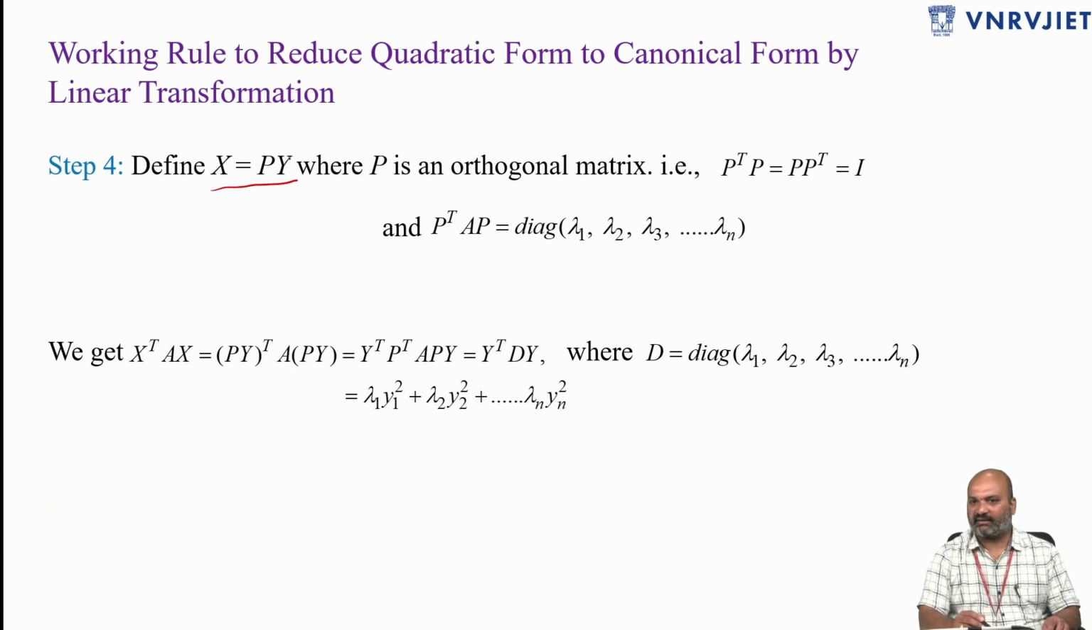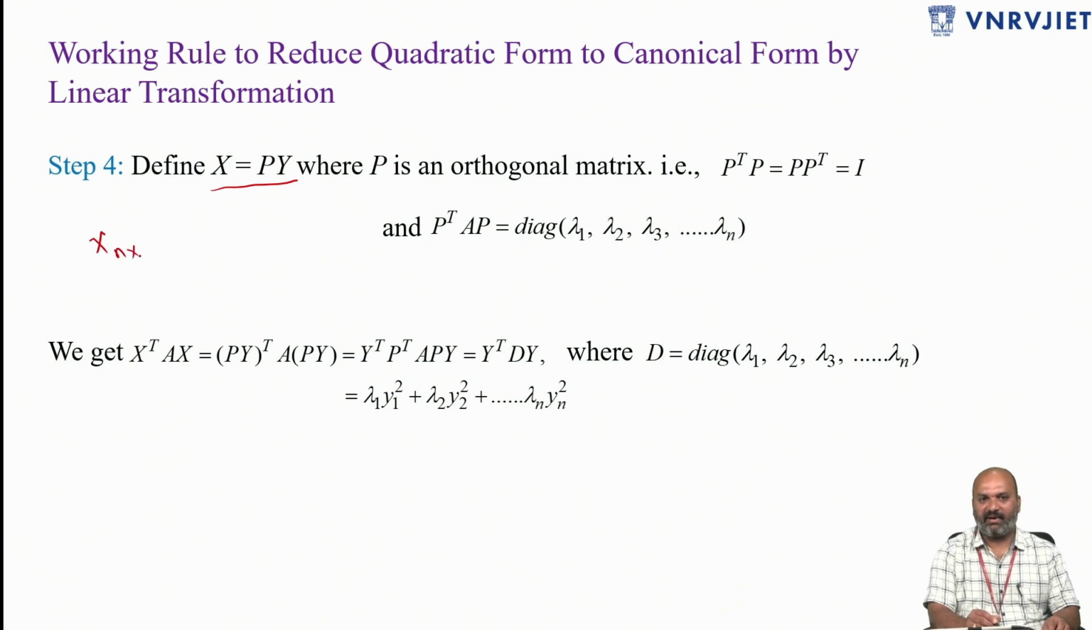Define a new variable vector, say Y. Suppose you consider a 3 variables quadratic form. So let us take y1, y2, y3 as the variables. And P is the modal matrix we already obtained, which is orthogonal. X equals Py. That is, X is, I'll explain this one, anyway it is generalized.